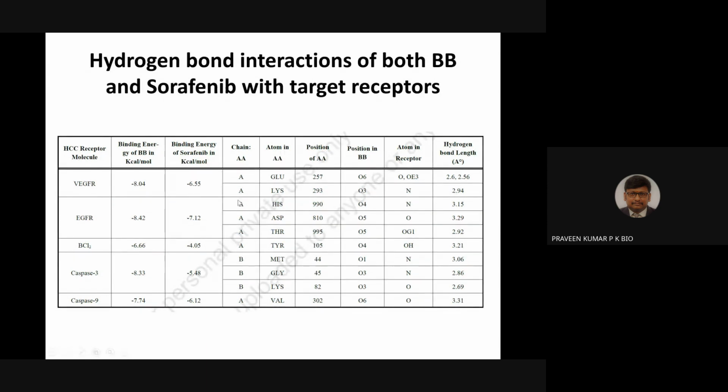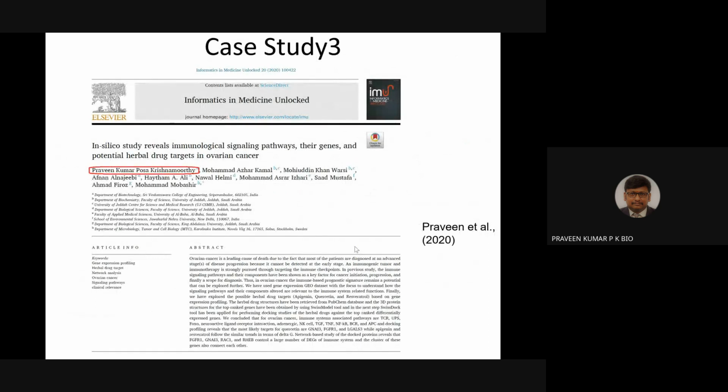Here only the hydrogen bond information is shown. But in the 2D interaction, do you remember yesterday I showed you pi-alkyl bonds, conventional hydrogen bonds, many kinds of bonds. I've shown all these in the 2D interactions. Of course, that is also data. In 2D only, you will get all the covalent and non-covalent bonded interactions of the ligand with the receptor. But in this table, you can show the hydrogen bond interactions. And we have one more article published in 2020 in an Elsevier journal.